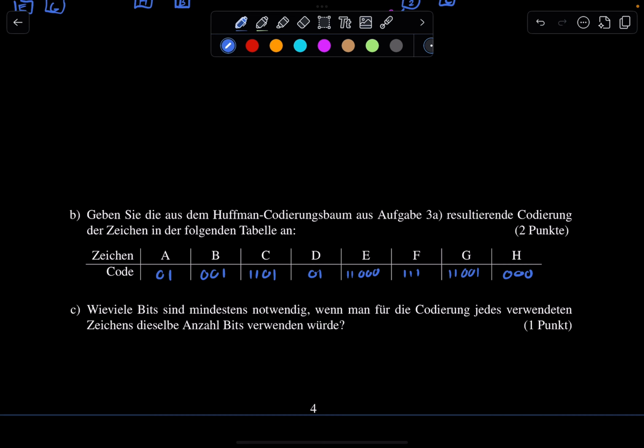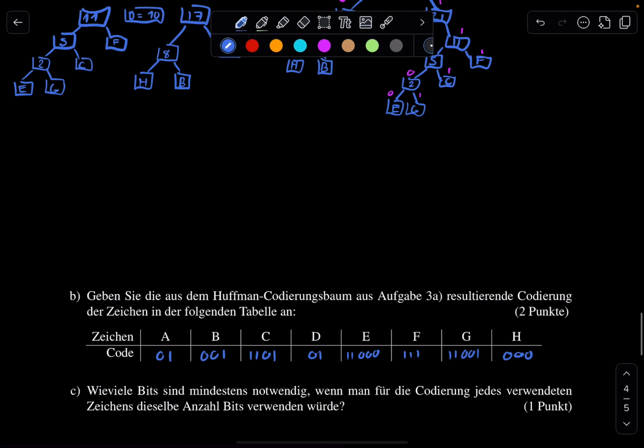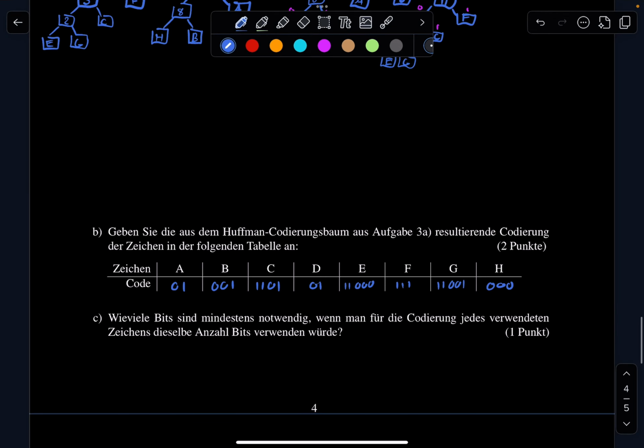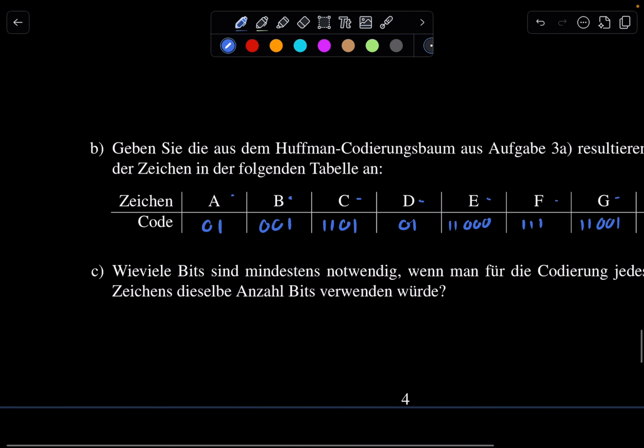So in this case, we have all of these values. Given C, aus dem Code in Tabelle an. And then they're asking us, wie viele Bits sind mindestens notwendig, wenn man für die Codierung jedes verwendeten Zeichens dieselbe Anzahl Bits verwenden würde. So in this case, we have 1, 2, 3, 4, 5, 6, 7, 8. 8 different numbers, right?